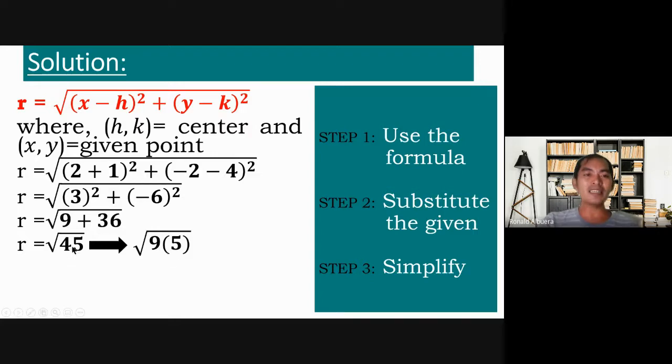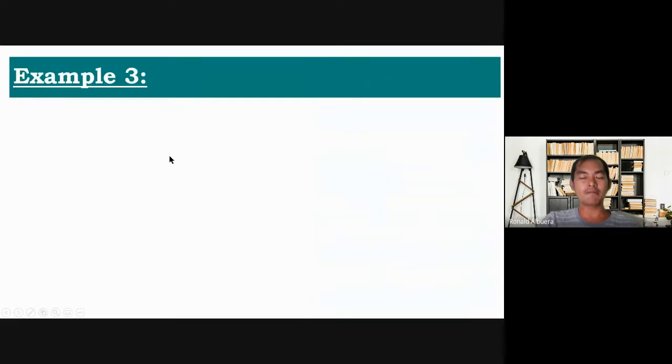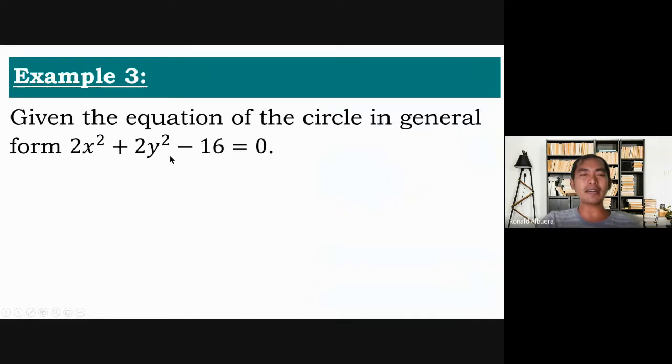Pag hindi siya perfect square, ang gagawin nyo ay mag-isip kayo ng dalawang number na yung isa ay perfect square at yung isa ay prime number. Okay, so square root of 9 times 5. 9 is a perfect square of 3. That is why the radius is equal to 3 times the square root of 5, or approximately equal to 6.71 units.